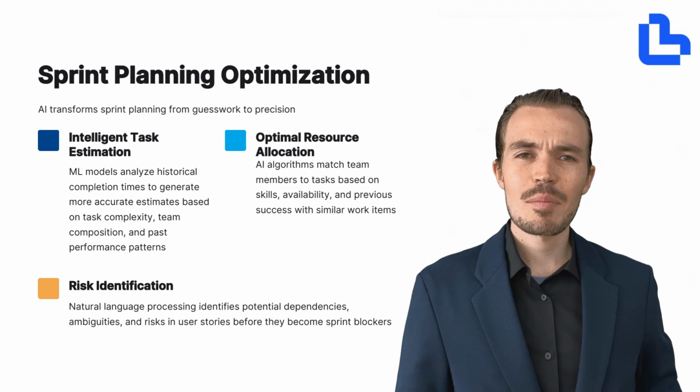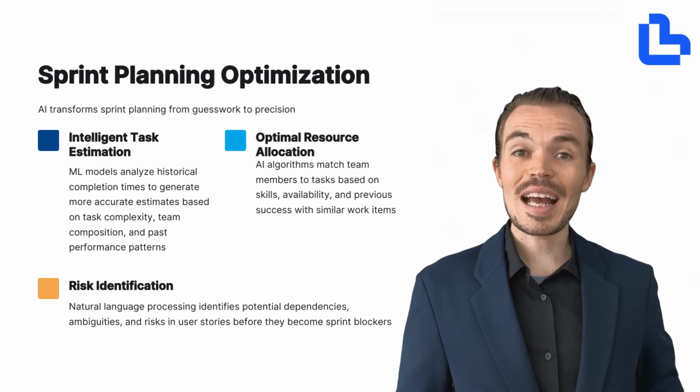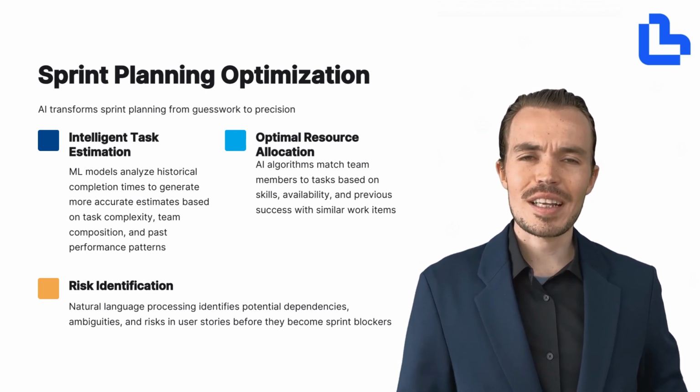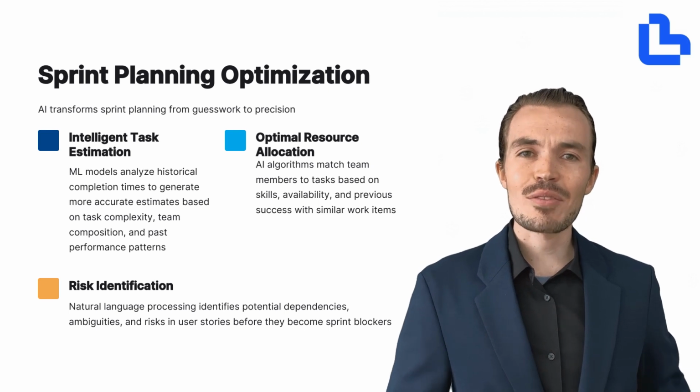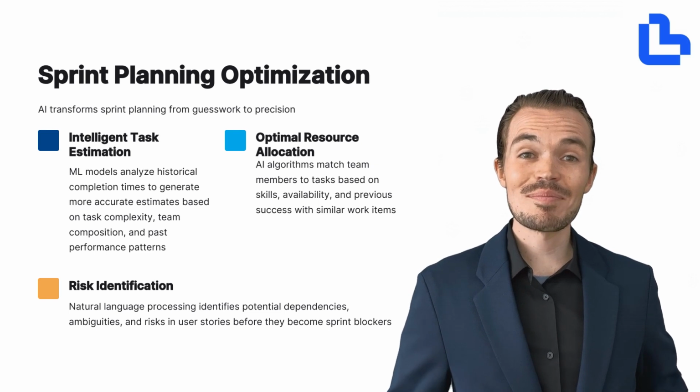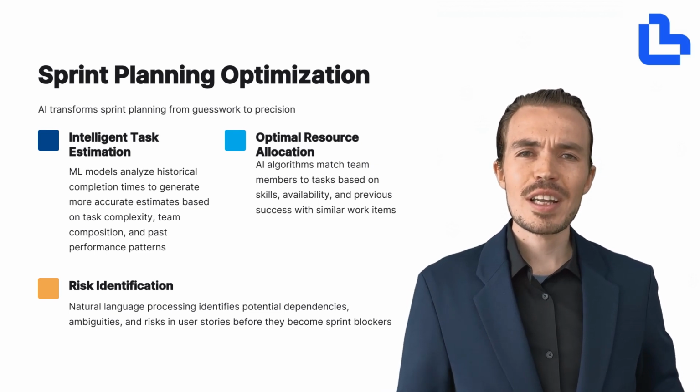Sprint planning is one of the most critical and often most challenging ceremonies in Agile. Traditionally, it relies heavily on human judgment, past experience, and a bit of guesswork. But with AI, we can shift from intuition to precision. Let's start with intelligent task estimation.